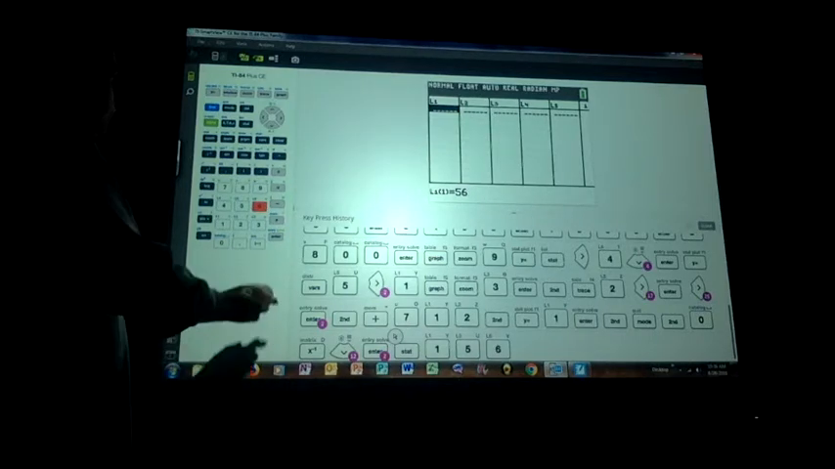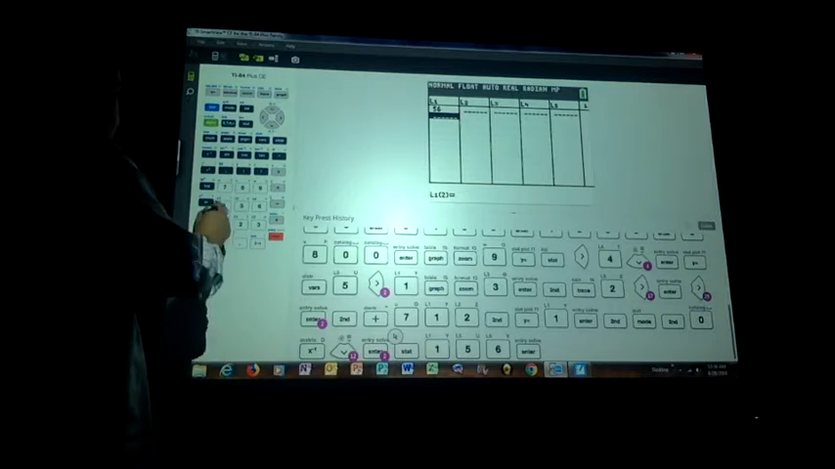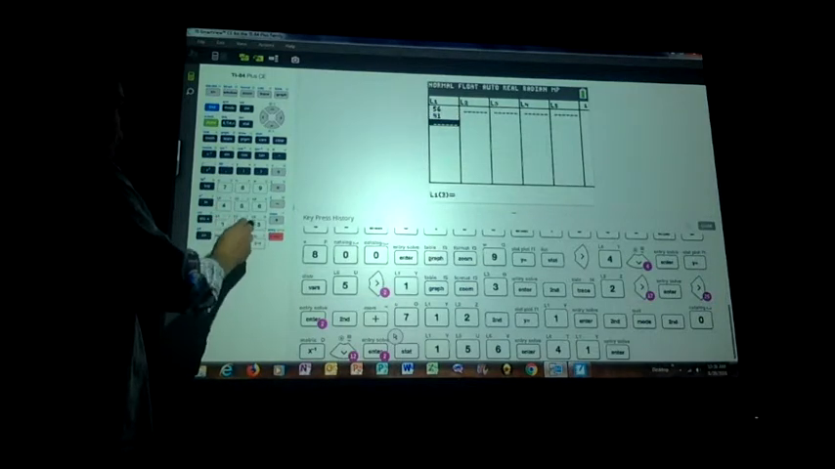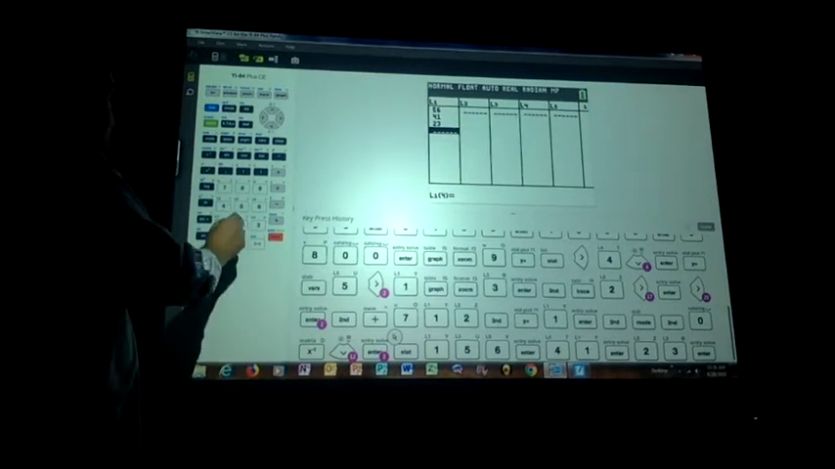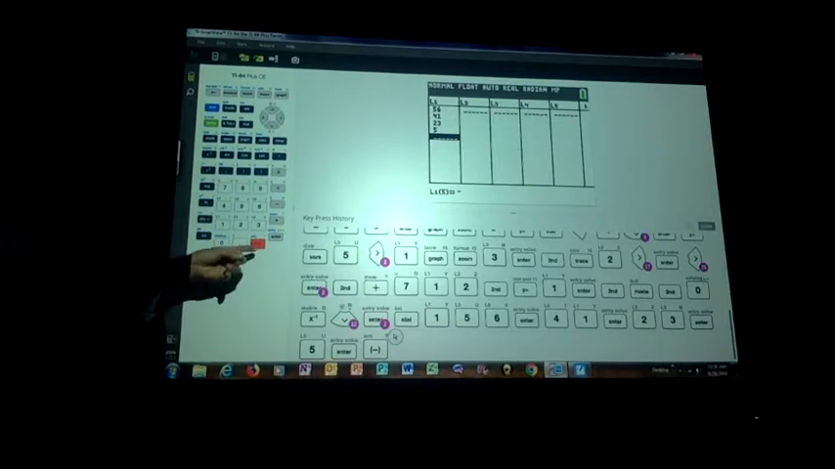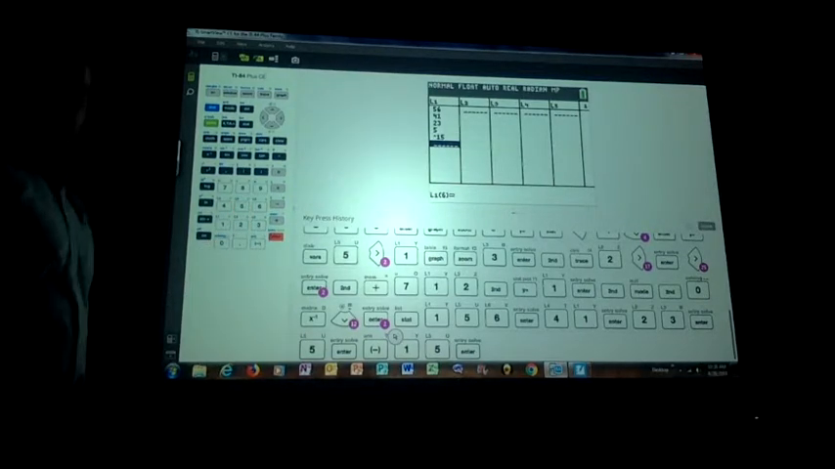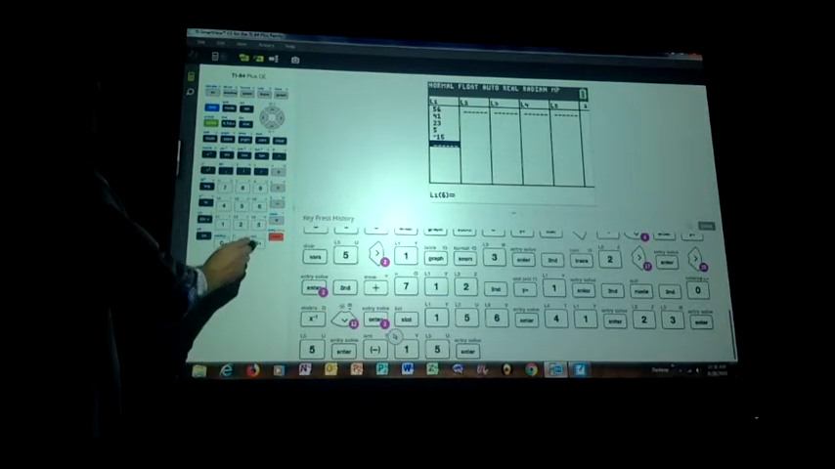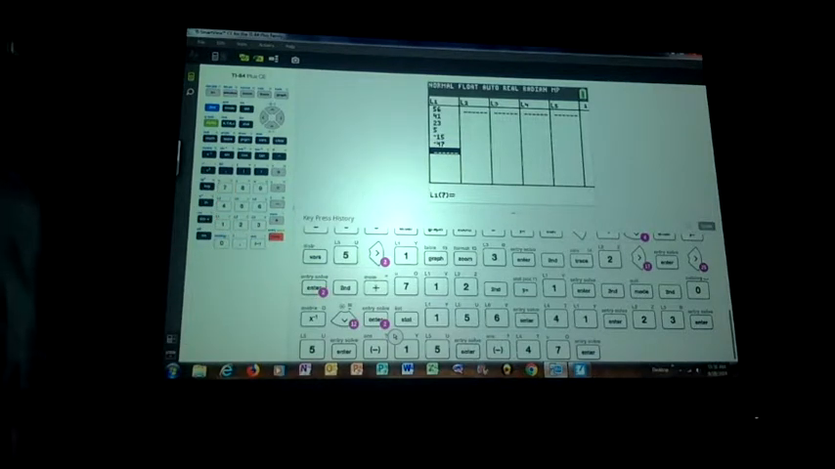Is that right? Yeah. So I got 56, 41, 23. Does everyone know that this negative down here is the negative we use? Don't use the subtraction key. Use the negative down here. I think we have all of it in, and then we go to list 2.